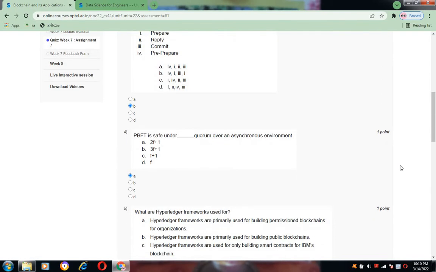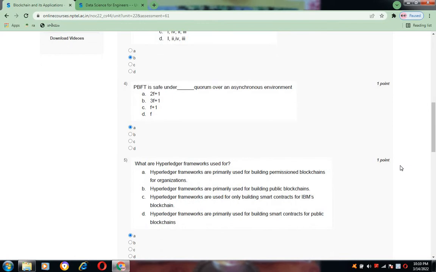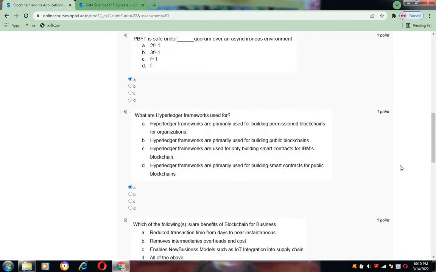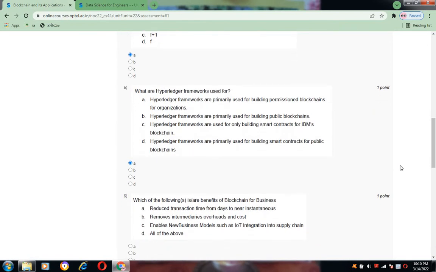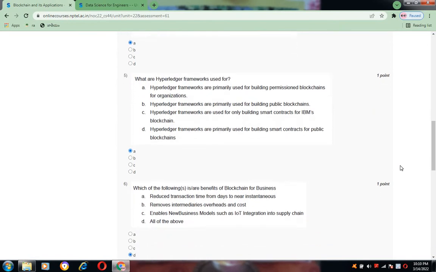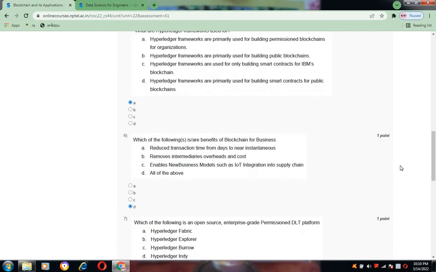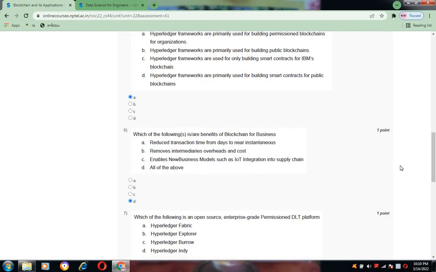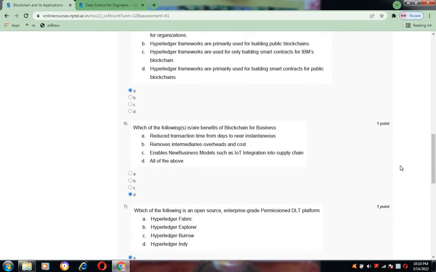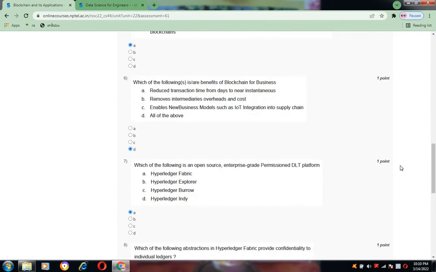Now coming to the question number 5. What are the Hyperledger frameworks used for? Hyperledger frameworks are primarily used for building permissioned blockchains for organizations. That is answer A. Now coming to the question number 6. Which of the following are benefits of blockchain for business? That is all of the above. So for the 6, answer is D.